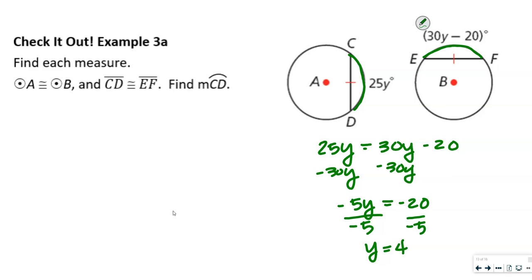So once again, we're going to plug that in. If we're looking at CD here, isn't that 25 times 4, which is 100 degrees? Let's check it up here. 30 times 4 is 120 minus 20. This is also 100 degrees. So once again, that's our check.